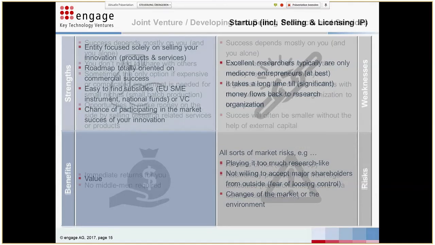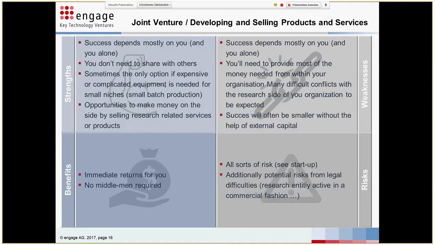The last option would be, one could say, to sell things alone or together with the company. The major strength would be success depends mostly on you. So you are in control and you decide what happens to this innovation, which could also be the main weakness. That's why this sentence is both in the strengths and the weaknesses field. Of course, you don't need to share with others too much.